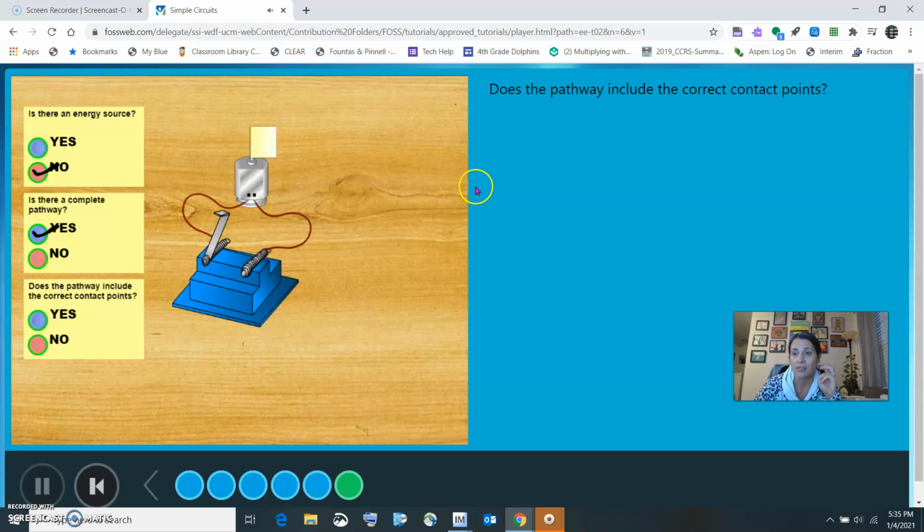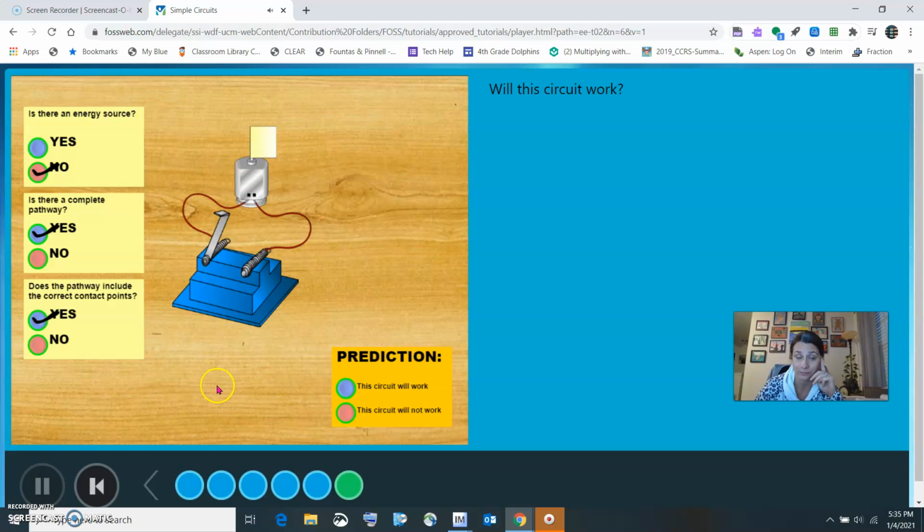And then our third question, does the pathway include the correct contact points? Yes, because they're touching by the 2 black dots here. So it's yes. Will this circuit work? In order to say yes, all of them have to say yes. Since all of them do not say yes, we're going to predict that this circuit will not work because it doesn't have energy. Good job.